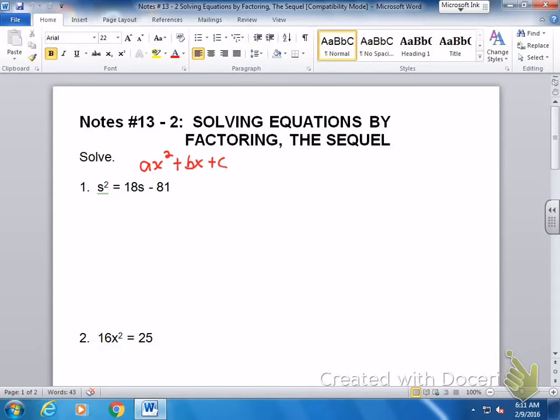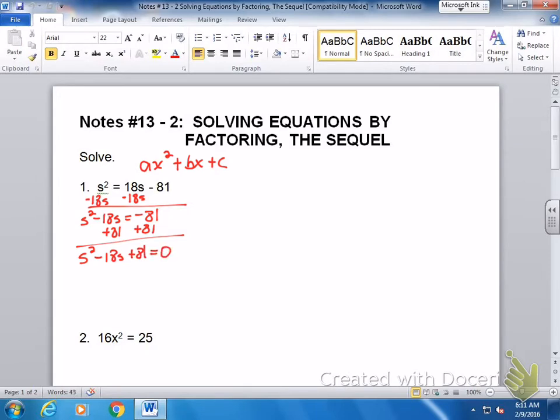Now, in the first one, I have s squared equals 18s minus 81, and I talked about yesterday, we want our ax squared part, the s squared, to stay positive if we can. So I'm going to leave the s squared where it is, and I'm going to move the other stuff to the left side. So I'm going to do it in 2 steps. You could probably do it in 1. First thing I'm going to do is subtract 18s from both sides. Once I do that, since s squared and s can't combine, I have s squared minus 18s equals negative 81. Now I'm going to move the 81 to the other side also, so I add 81 to both sides. And I get s squared minus 18s plus 81 equals 0.